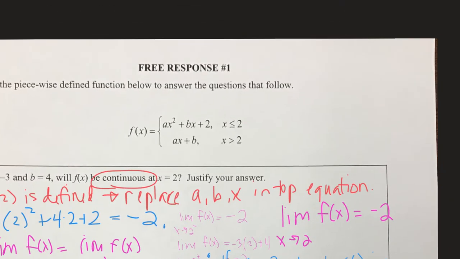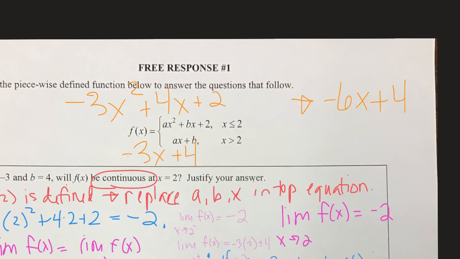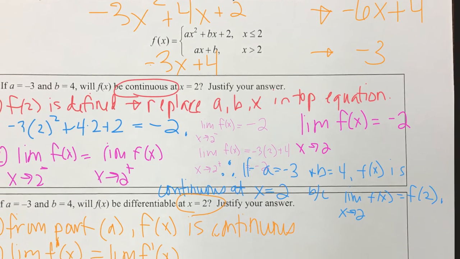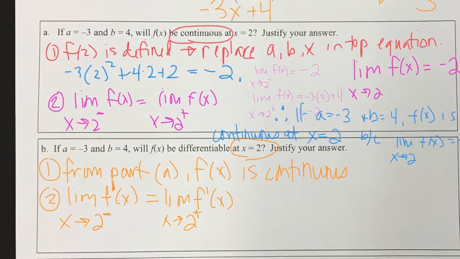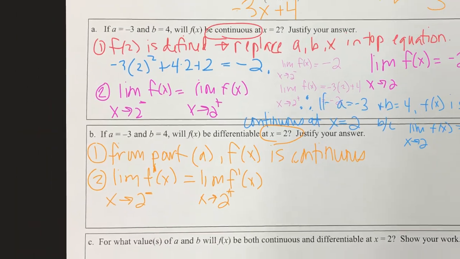If a is -3 again, we have -3x squared plus 4x plus 2. The derivative would be -6x plus 4, just using the simple power rule. And for our bottom one, -3x plus 4, that's linear, so the derivative is just -3. It might help to do this work up above, or you could show it in your box, so that we can figure out the limit as x approaches 2 from the left and the limit as x approaches 2 from the right.